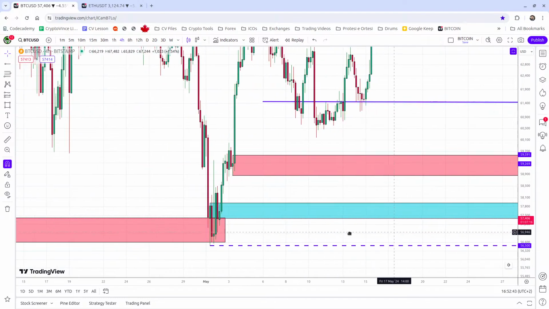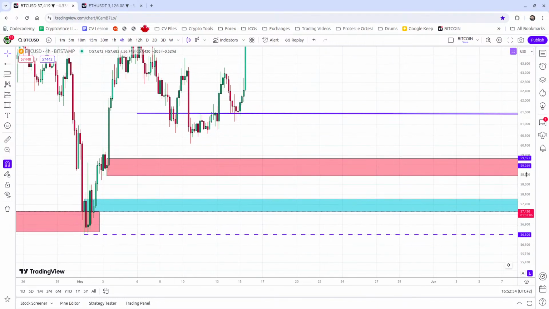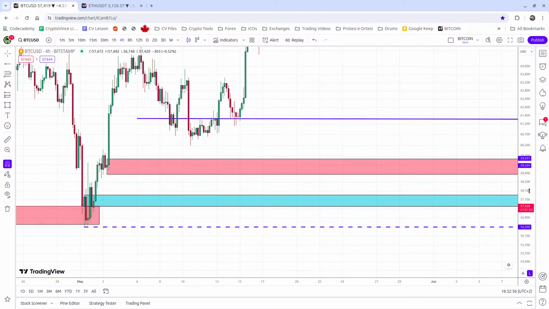Let's go check. Even though it was tested once, it could still give some reaction.